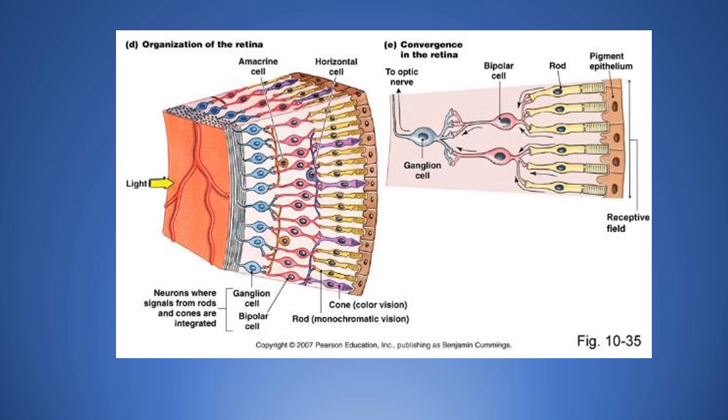So remember, you have light coming in from the left-hand side of your screen here, and it has to pass through blood vessels and fibers, and then it passes through the ganglion cells and the bipolar cells, and then gets to the rods and cones at the very back, and the light is detected by the rods and cones. That creates an electrical signal. It's a graded signal that's sent to the bipolar cells, and the bipolar cells funnel into ganglion cells.